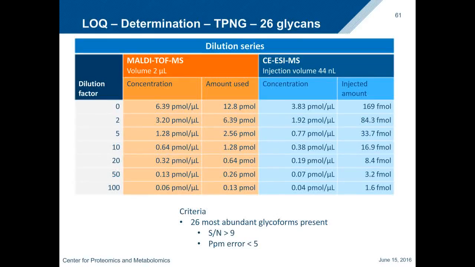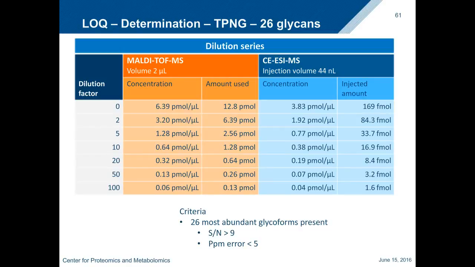So this was how we want to determine the limit of quantitation. We had different dilution series, again a rather similar setup as with the nano-CMS part. For MALDI MS, we need to spot 2 microliters onto our plate. For CESI MS, we still injected 44 nanoliters, and our dilution factor varies from 0 up to 100.